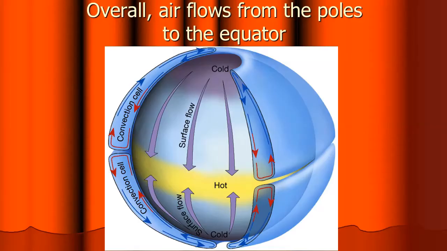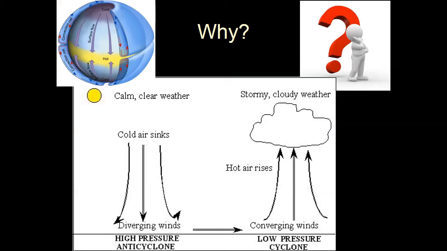So the first thing that we need to understand is that overall air flows from the poles to the equator, from the pole up here down towards the equator down here, and from the pole down here up towards the equator up here. So from the top and bottom of the Earth towards the middle of the Earth. But why is this? What you've learned so far, you should be able to answer this question. Think about this picture. Why do you think that happens?